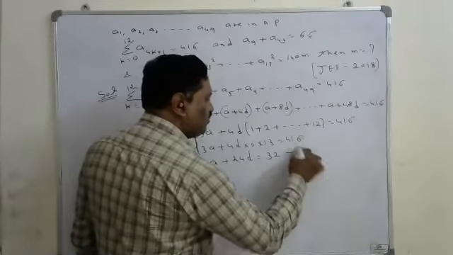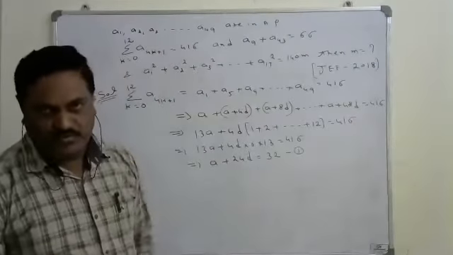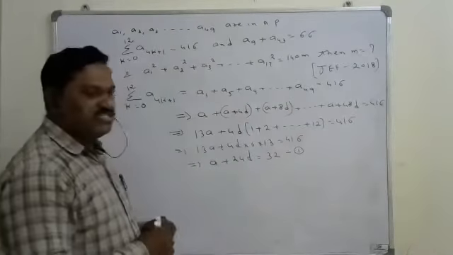Call that equation number 1: A plus 24D is 32. Okay, that is one equation given.